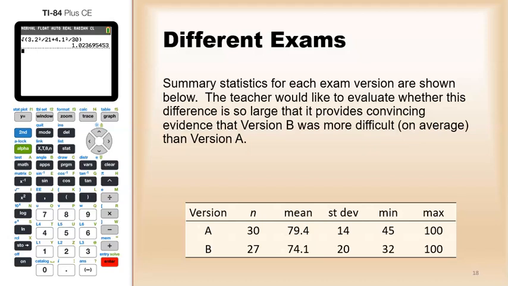All right, so summary statistics for each exam version given to students are shown in this table below. The teacher would like to evaluate whether this difference is so large that it provides convincing evidence that version B, which is the lower scoring of the two exams, is statistically more difficult than version A.